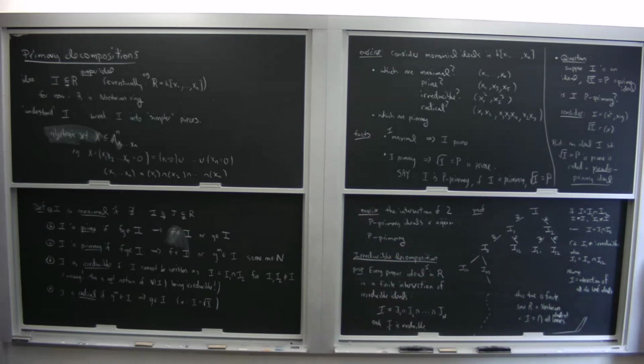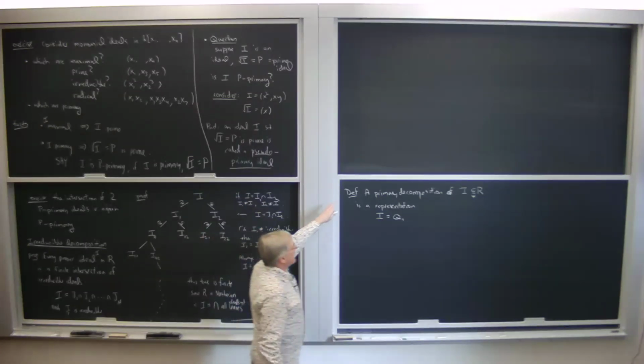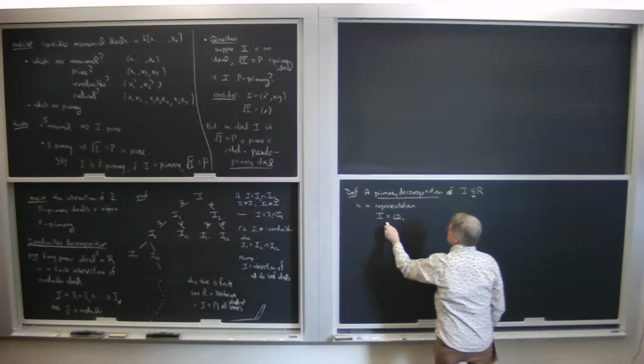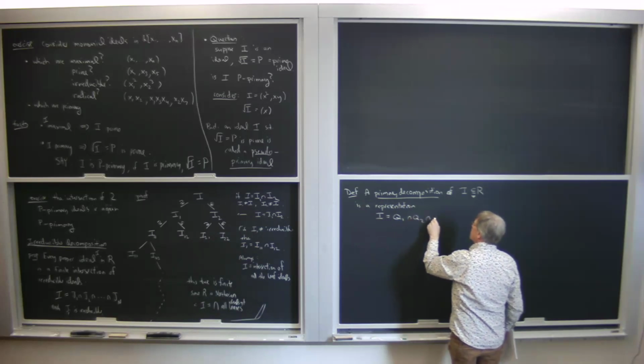Now, here's a definition. A primary decomposition of an ideal I contained in R, which is not equal to R, is a representation I is equal to Q1. The camera. Oh yeah, sorry, thanks. Okay, so a primary decomposition of an ideal I is a representation I equals Q1 intersect Q2 up to some number of these.